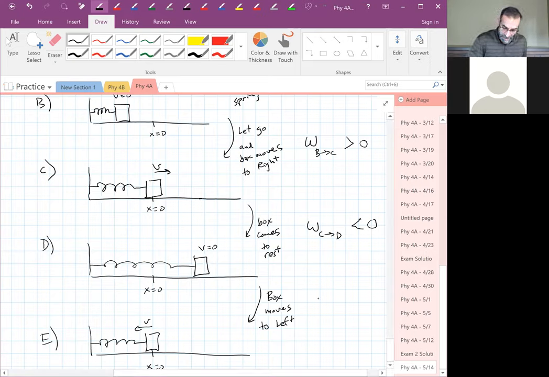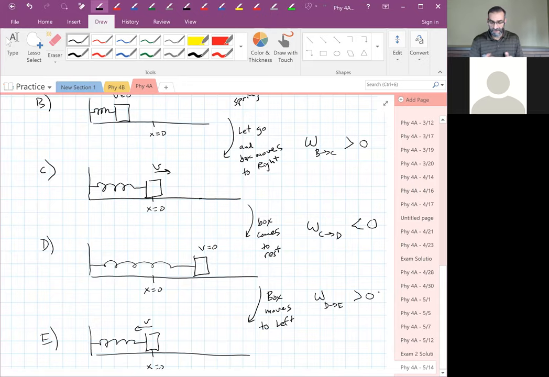And the last case, work going from D to E. Positive, because the spring is stretched. Whenever a spring is stretched, it's pulling back towards its equilibrium position, and the box is moving in that direction, toward the equilibrium position. So they're both in the same direction, we get positive work done.